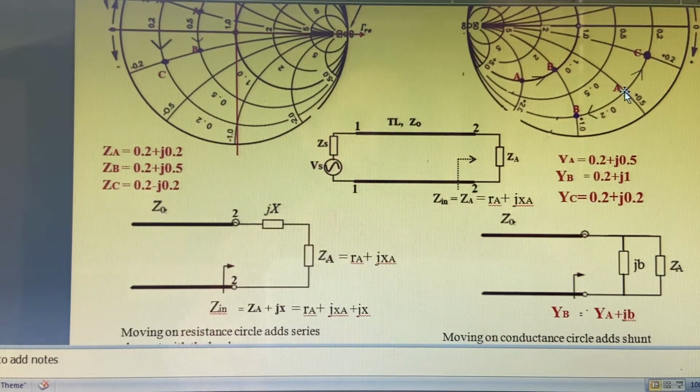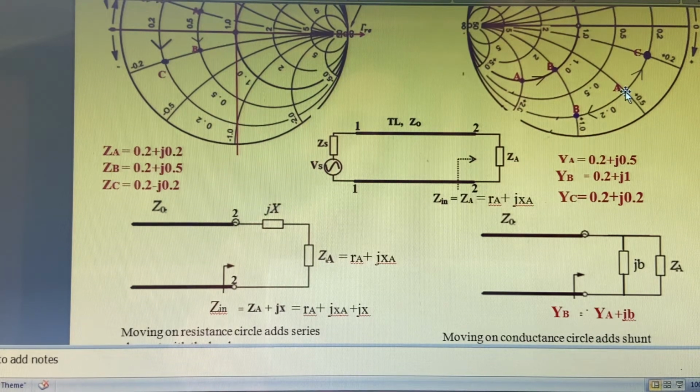So if you move like this in the clockwise direction over a conductance circle to any point, it may be to here or here, anywhere, that is nothing but the addition of a shunt element like this. You can move in the clockwise direction or in the anti-clockwise direction over the conductance circle, and that adds the shunt element like this. So moving in the anti-clockwise direction like this over the conductance circle from point A, this is an impedance marked here.